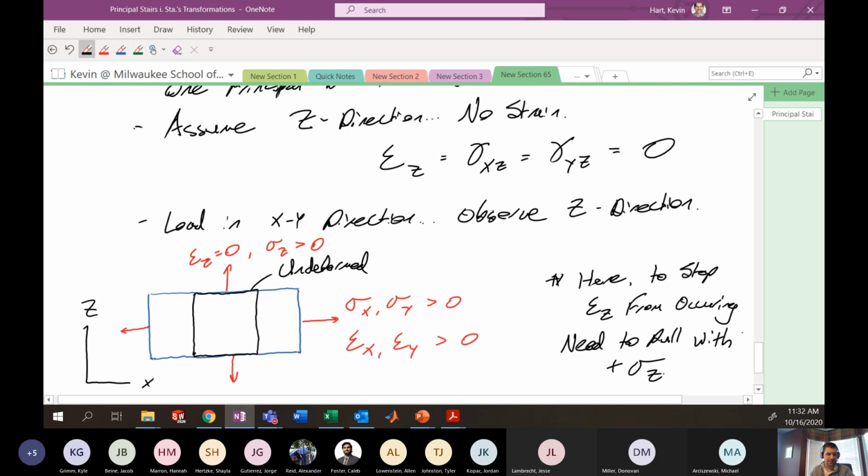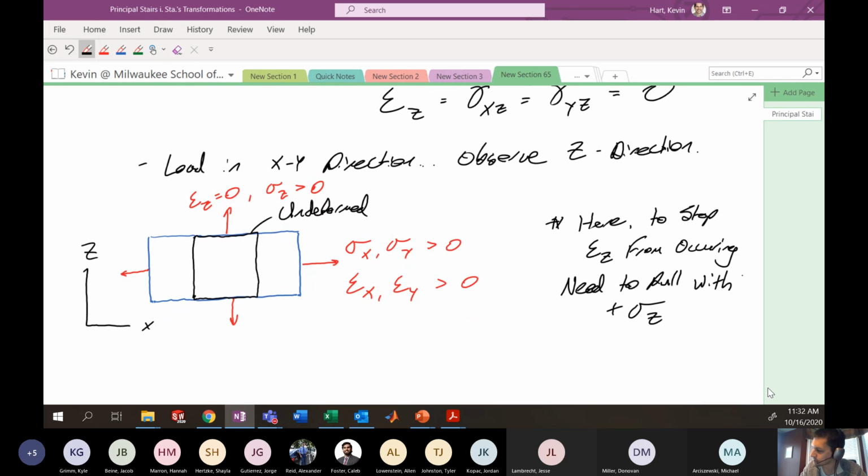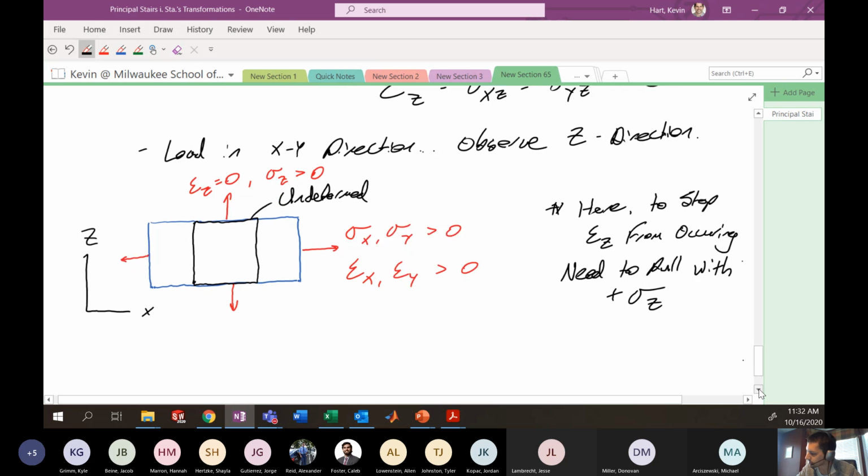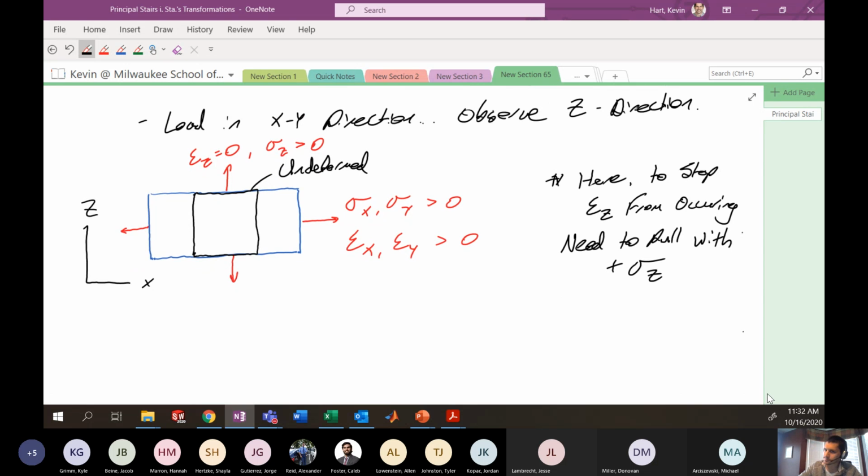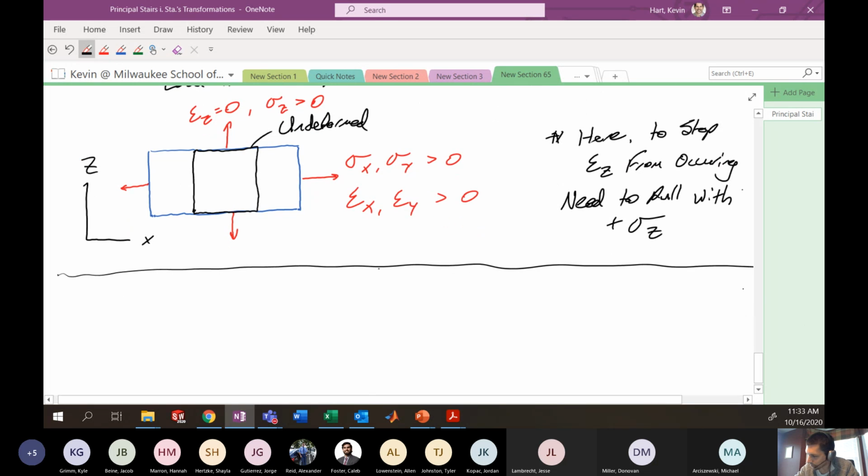Okay, hopefully this is making sense. Usually, when I'm in person, I bring a piece of foam rubber to try to demonstrate this. So what does this mean about the stress states and the strain states of these materials in plane stress and plane strain conditions? So let's do a comparison here of the two states.